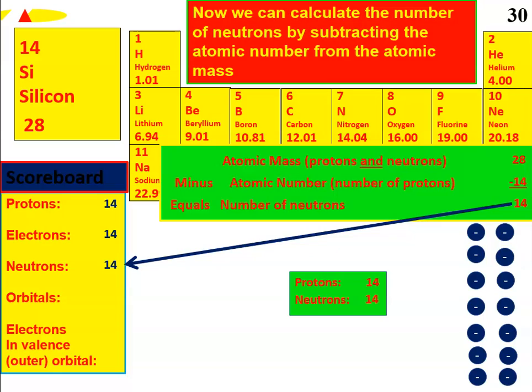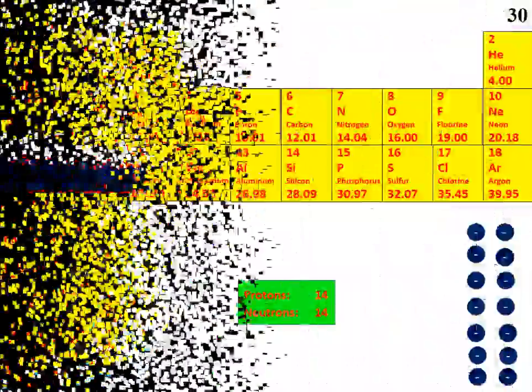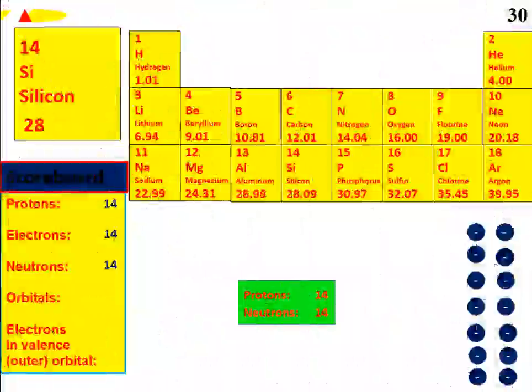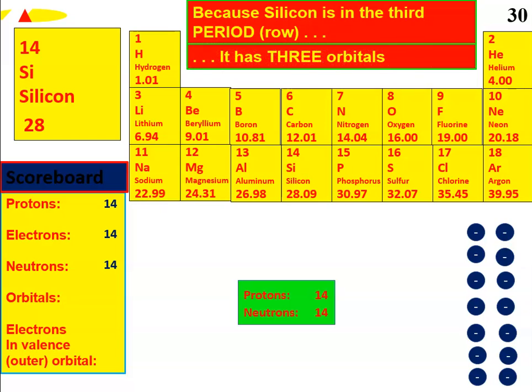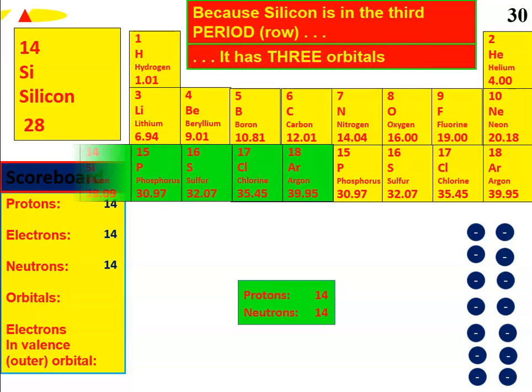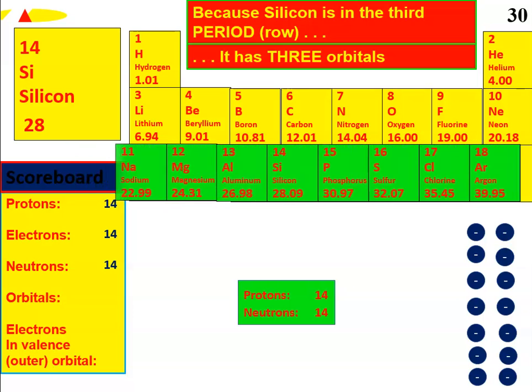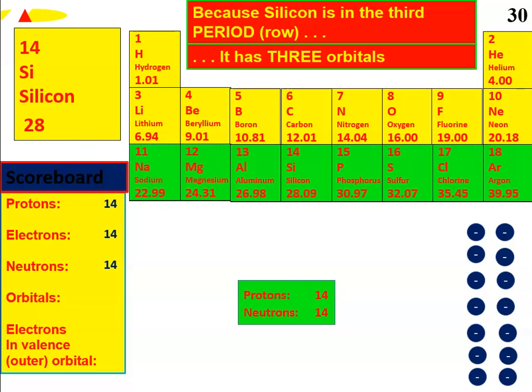14 protons, 14 neutrons. Now we're ready to figure out how many orbitals silicon has. The rule for that is simply that because silicon is in the third period, again, a row is called a period in chemistry, it has 3 orbitals. So everything you see there in green is in the third row, and the atoms of all of those elements will have 3 orbitals.